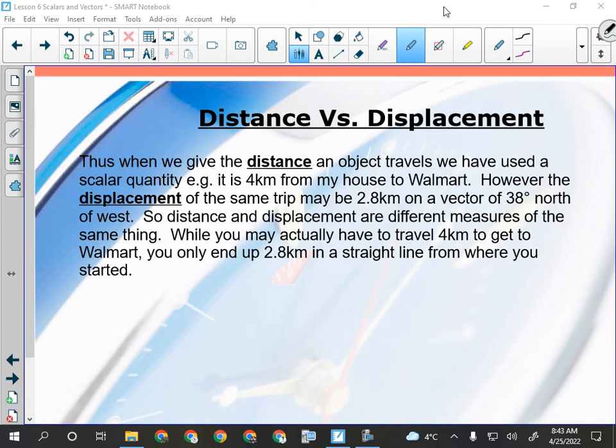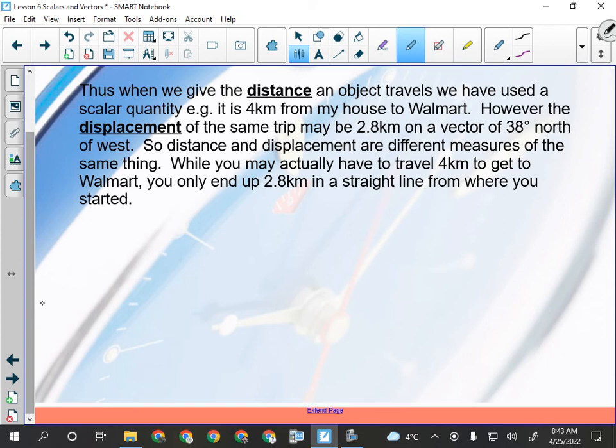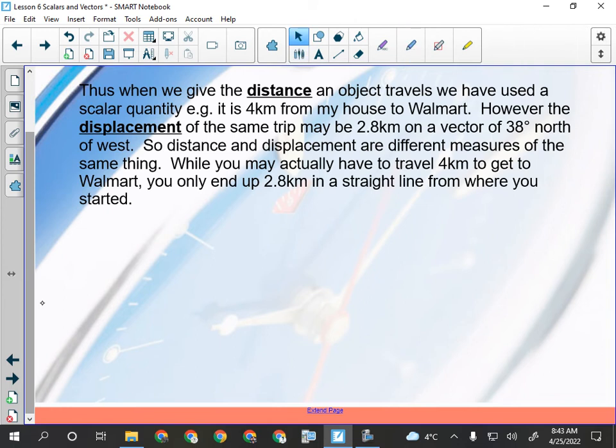All right, so we're going to go through a little example of this idea, the similarities and the differences between distance, displacement, velocity, and speed. I think we did this before the break, but it's worthwhile to go over it again. So let's say I want to walk to Walmart for whatever reason. I want to go from my house and walk to Walmart.